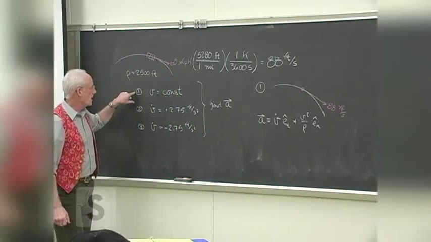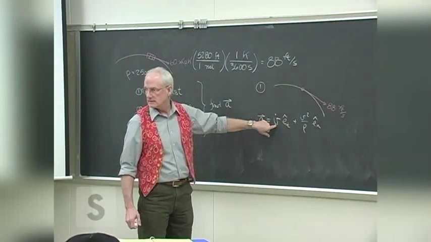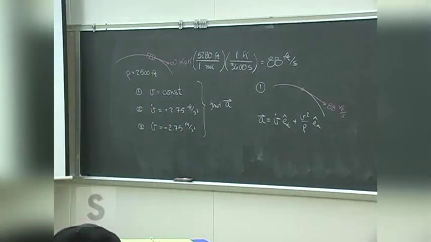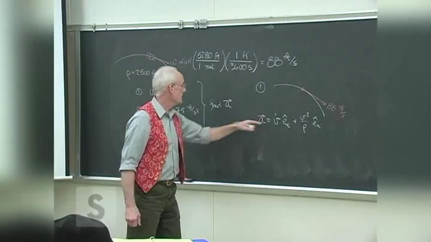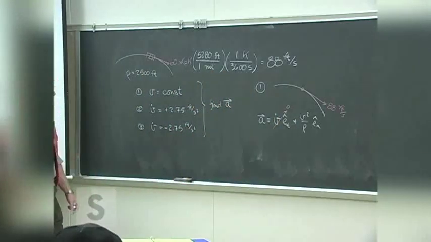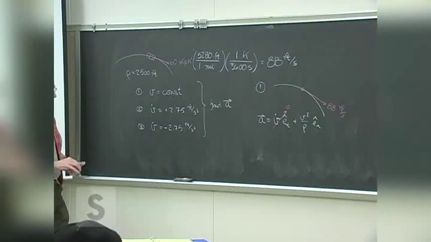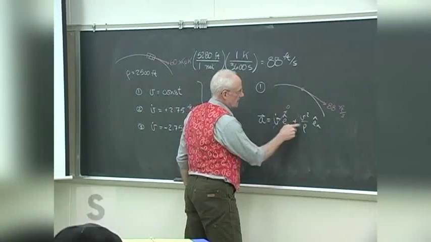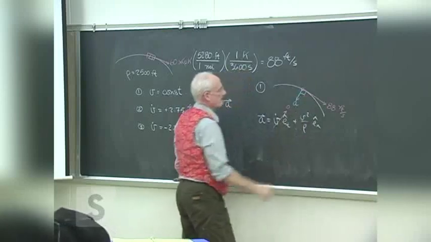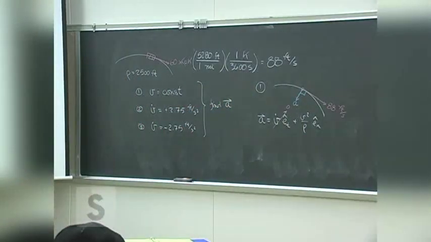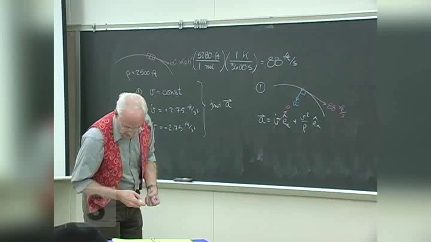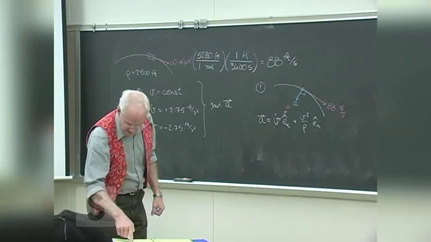Part one. What is v dot? It's zero. Time rate of change of the velocity. The velocity is constant. The tangential component of the acceleration is zero. The only component we have is in the normal direction, which is towards the center of curvature and of magnitude v squared over rho, where v is 88 feet per second and rho is 2,500 feet. So you could have just done that in physics one. There's no big shakes there.